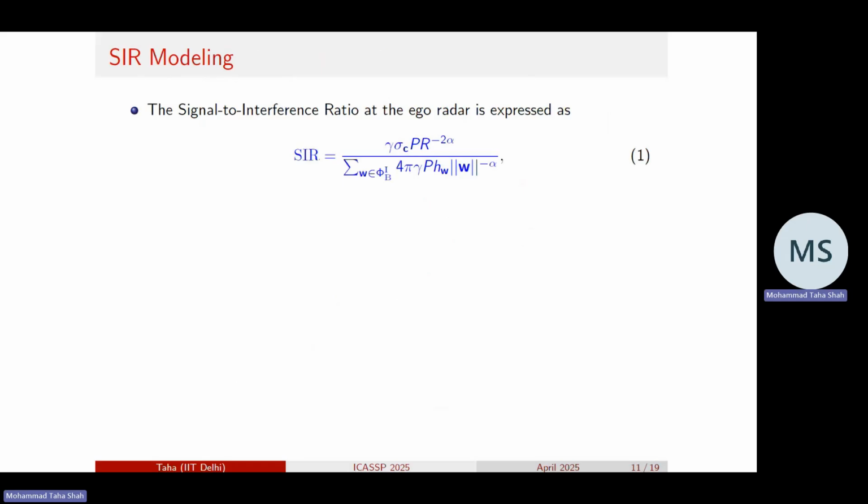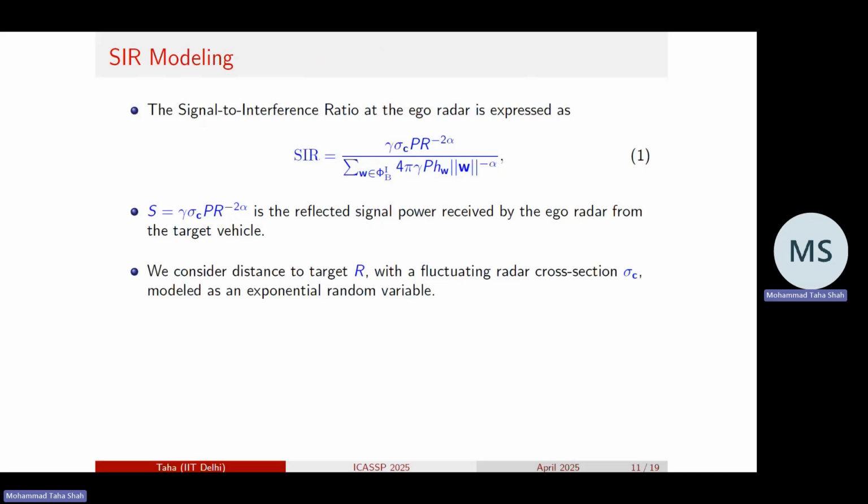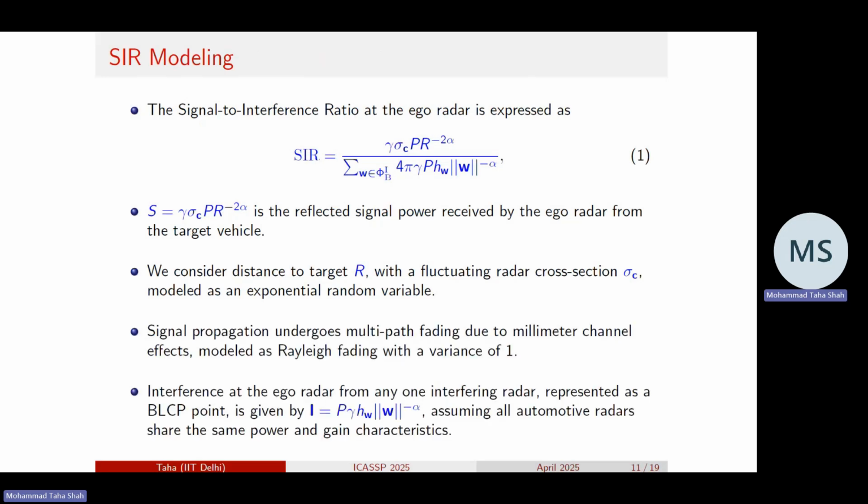This brings us finally to the third aspect of this modeling, signal to interference ratio. The signal to interference ratio at an ego radar is expressed in this equation. S is the reflected signal power received by the ego radar from the target vehicle. The omega c is the radar fluctuating cross section, which is modeled as an exponential random variable. And the interfering signal received by the ego radar undergoes multipath fading, modeled as a Rayleigh fading, and is given by this expression variable I.